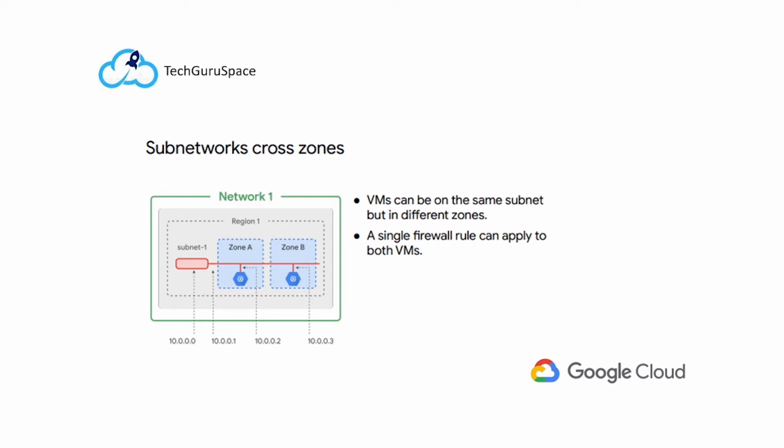Now, even though the two virtual machines in this example are in different zones, they still communicate with each other using the same subnet IP addresses. This means that a single firewall rule can be applied to both VMs, even though they are in different zones.